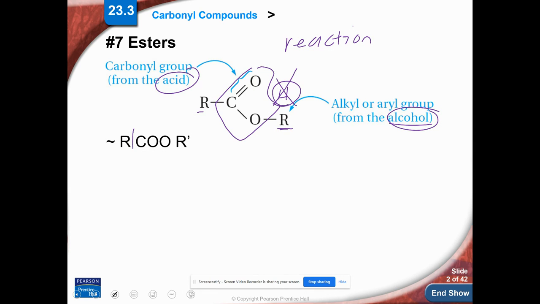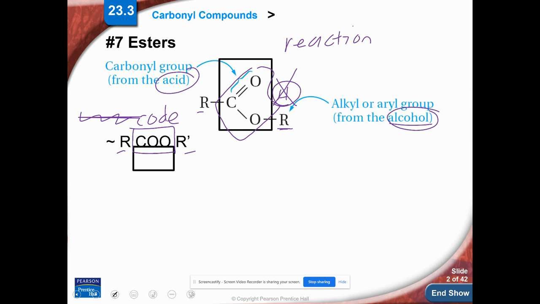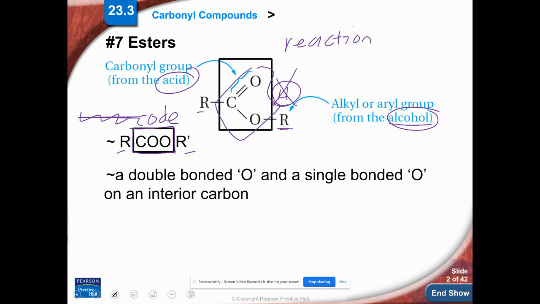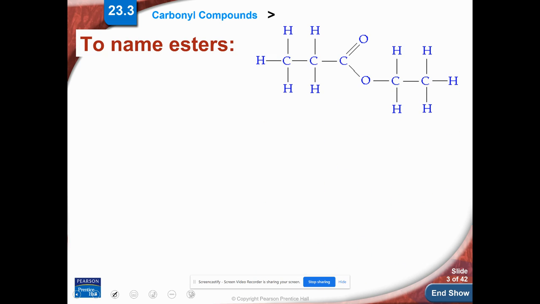So this is our code. There's our little letter code, COO, and then R and R prime. Remember, R prime can be the same as R, or it can be different than R, but both just mean separate alkyl chains, hydrocarbon chains. There's our organic functional group and our code. We have a double bonded oxygen and a single bonded oxygen, and this is an interior carbon, whereas the acid functional group is at the end of the carbon.